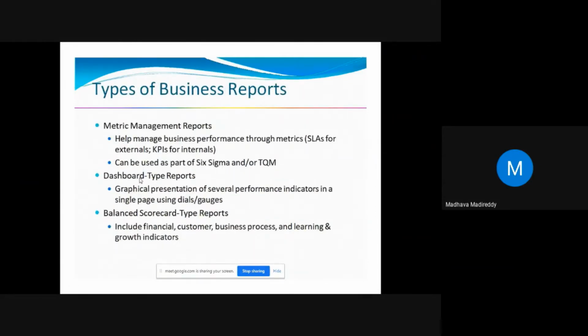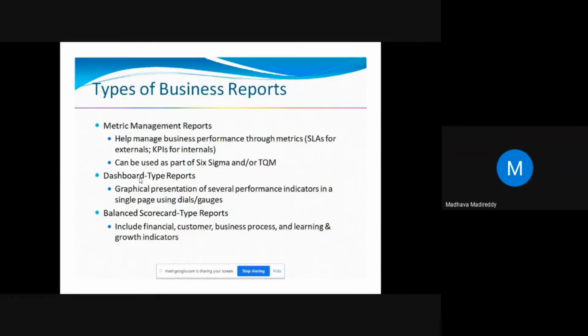We have metric management reports. These primarily help manage business performance through the metrics, and they can be used as Six Sigma or TQM. So we'll talk about the Six Sigma approach a little bit later in this lecture.